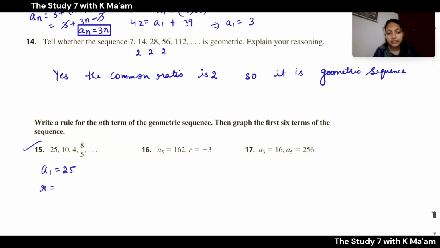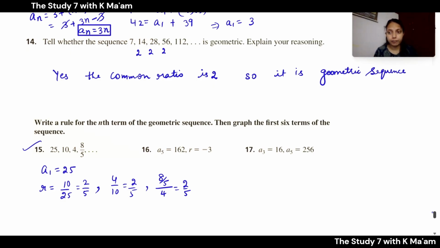Check it. Second term over first term: 5 2s are 10, 5 5s are 25. I am getting 2 by 5. Let's check again, 4 by 10. It's 2 by 5. Again check it, 8 by 5 over 4. It's 2 by 5. The common ratio is 2 by 5 every time.